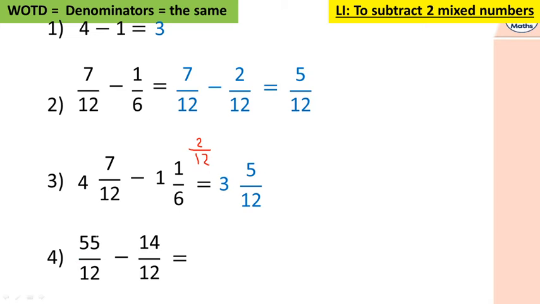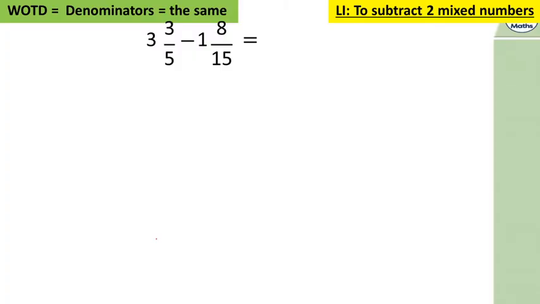The last one, 55/12, take away 14/12, and then we could put it into a mixed number at the end. So we're just doing 55, take away 14, which is 41. So how many 12s in 41 to make it into a mixed number? We have 3 12s, which is 36, and 36 plus 5 is 41. So 3 and 5/12. Right, let's look at today's questions.